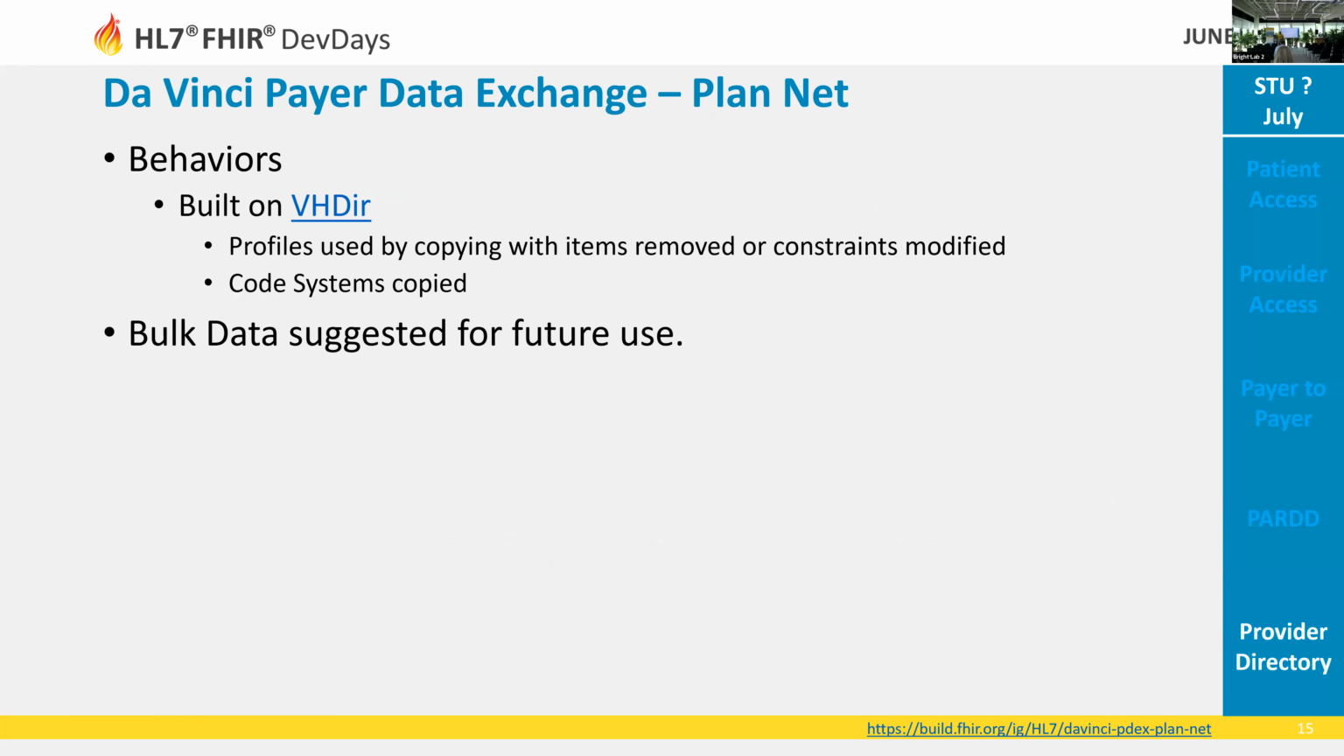Lastly is PlanNet. PlanNet is basically just a standard approach for requesting and receiving provider information and insurance plans. The nice thing about this is it's built on, not as a dependency, but built on the original validated healthcare directory. So they actually borrowed profiles and code systems. So it's something that you can be familiar with, you can look up, and obviously when the IG is complete, then you can just use it as it is. But you can also start looking at VHDIR now and start to implement this as needed.